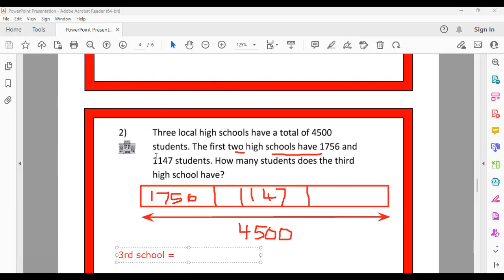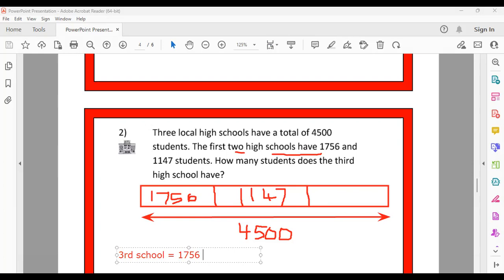Yes, I need to know the first high school's number of students and the second high school's number of students. Okay, and then? We need a minus here, I think. You mean plus, take here.